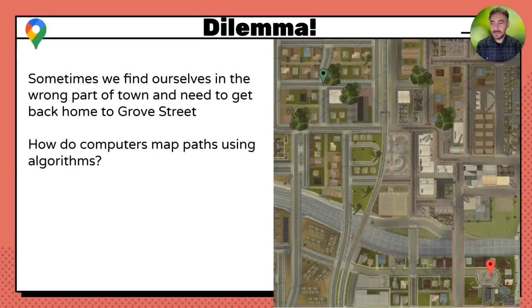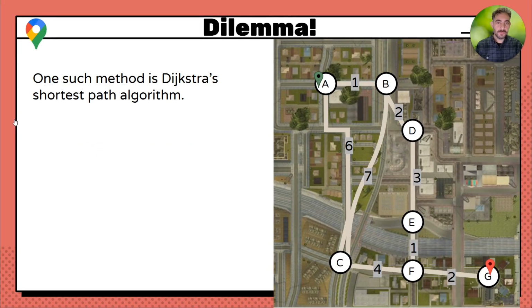In this game, our player CJ is stuck in the wrong part of town, and he needs to get back to Grove Street before he's discovered by the Vigos gang. So, how do we use a pathfinding algorithm, specifically Dijkstra's, to find the shortest path to where we need to get to, which is from here down to Grove Street over here? Thanks to law enforcement, CJ has been dropped off at point A and he needs to get back home to point G, aka Grove Street.